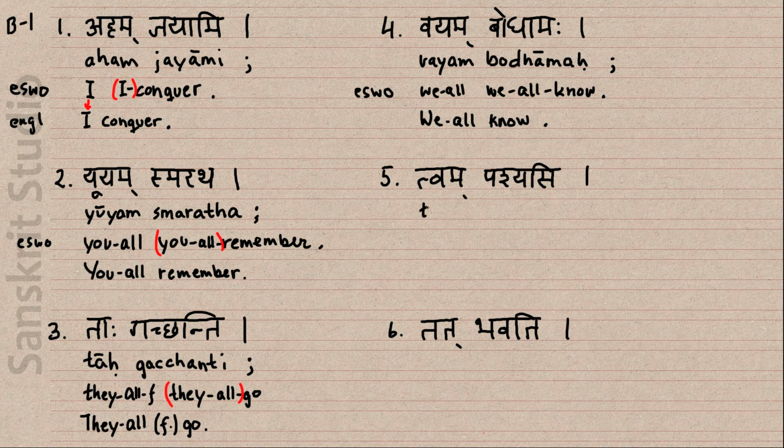Then we have number 5, tvam, and paśyasi. So this is paśyati, he sees, but we have an si ending instead for second person singular. So tvam fits with that, because that's you singular. You see. So that works well. And the translation then becomes you see.